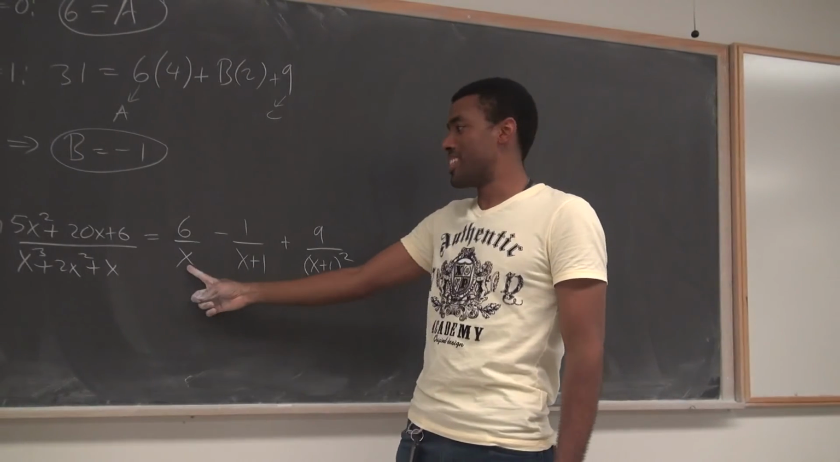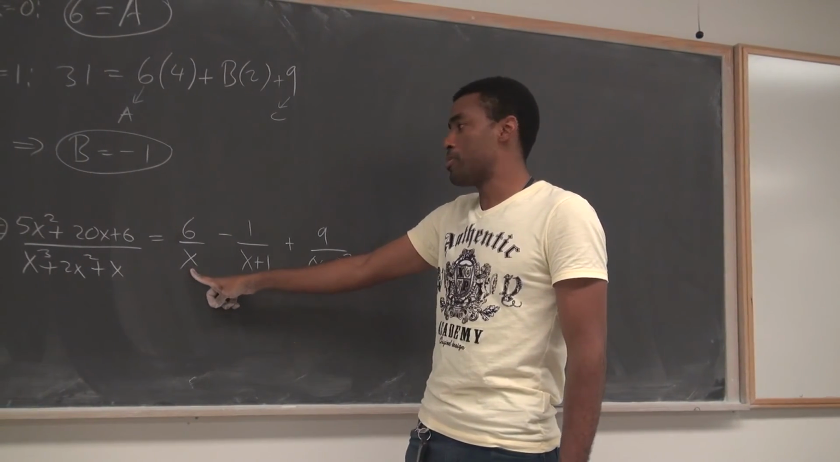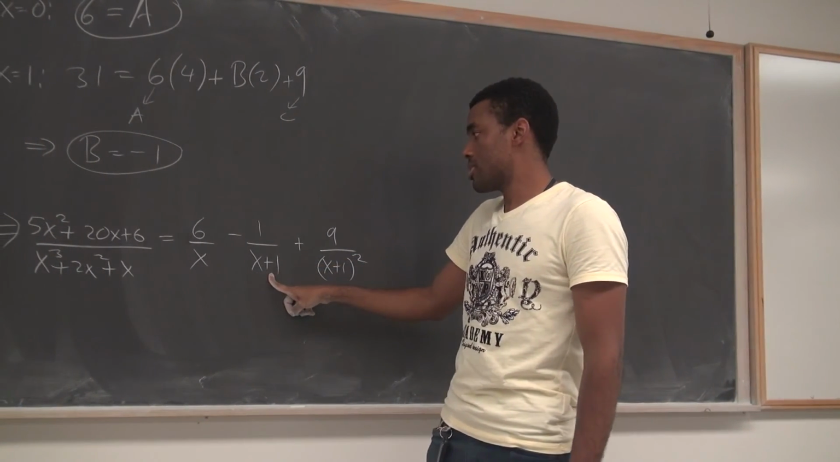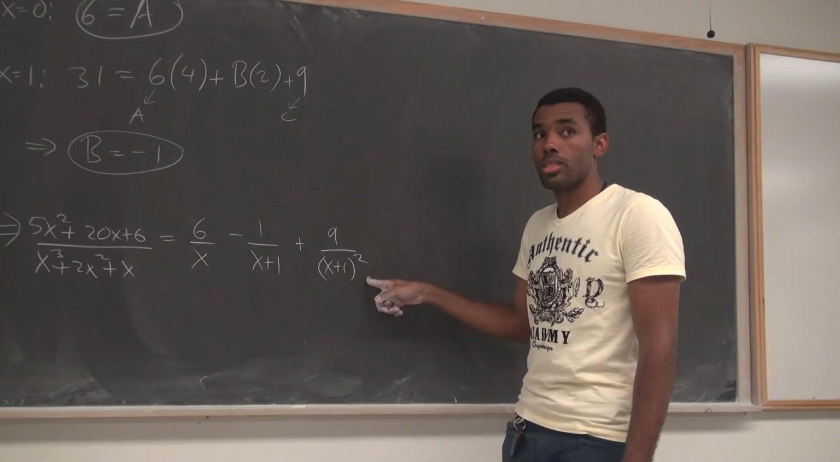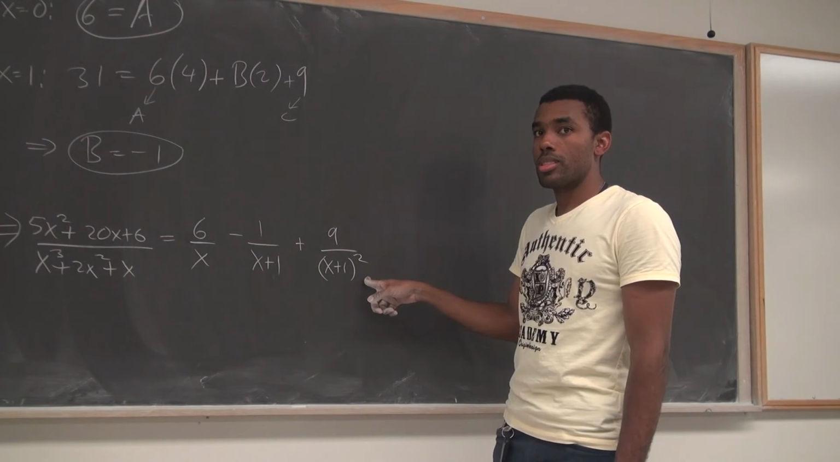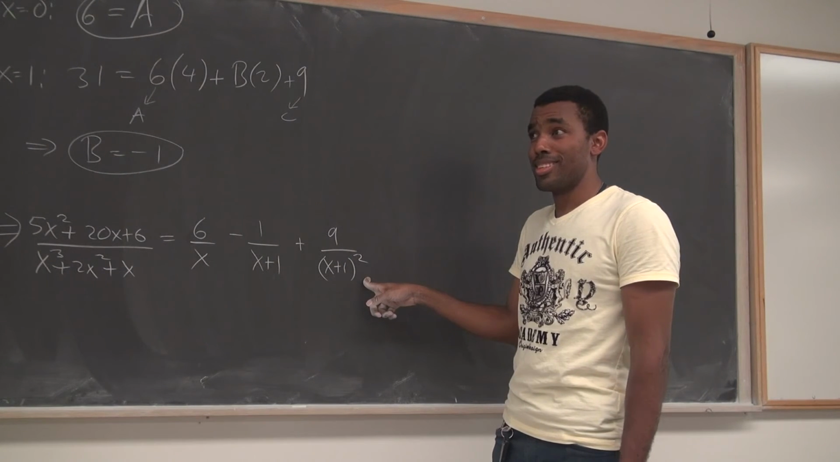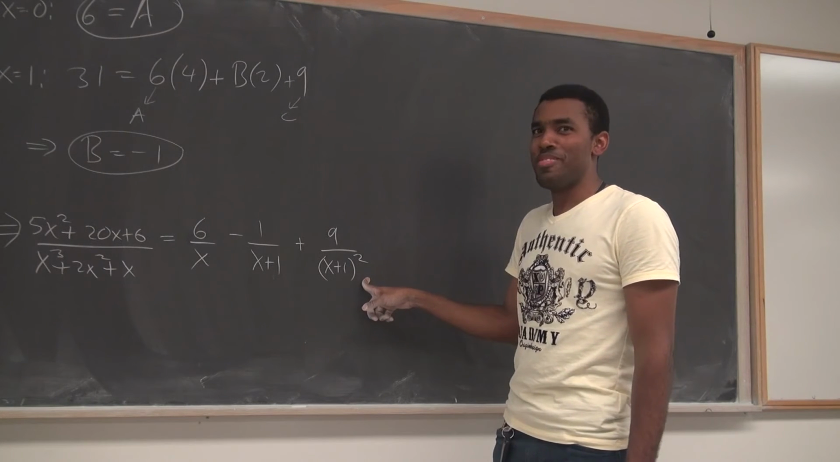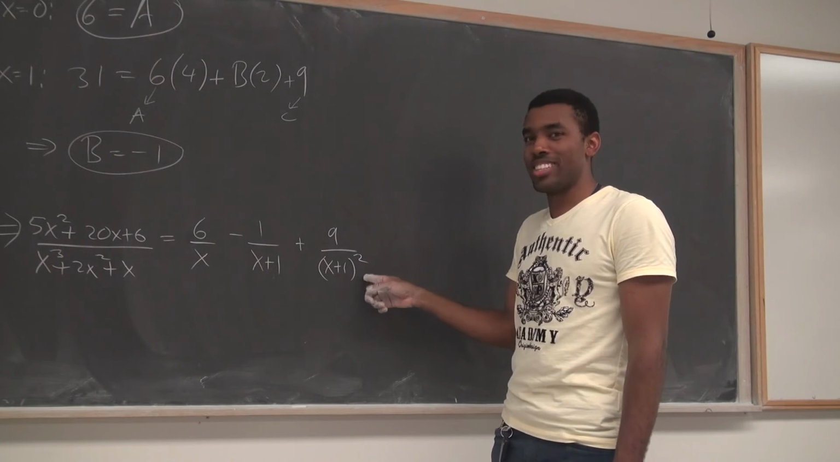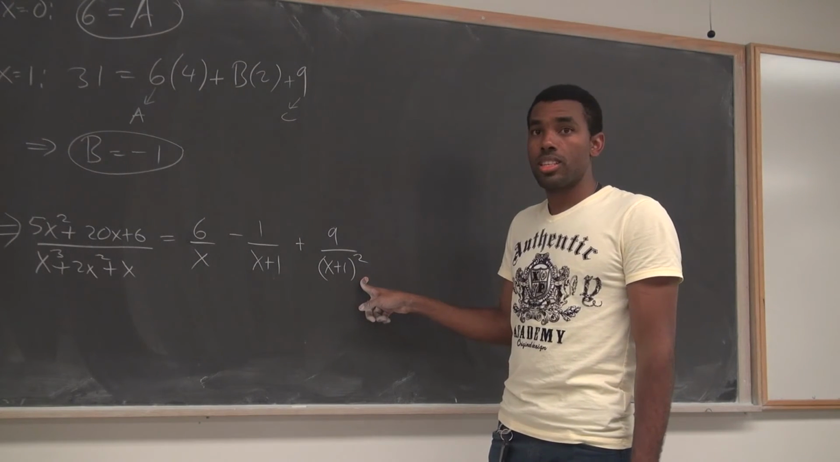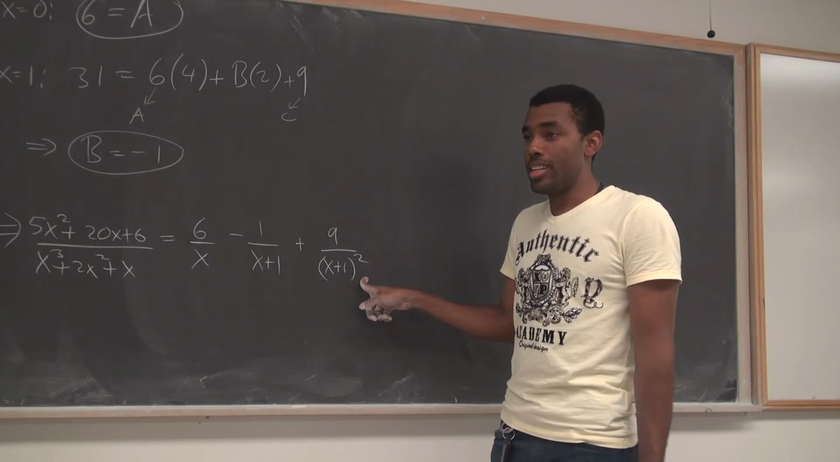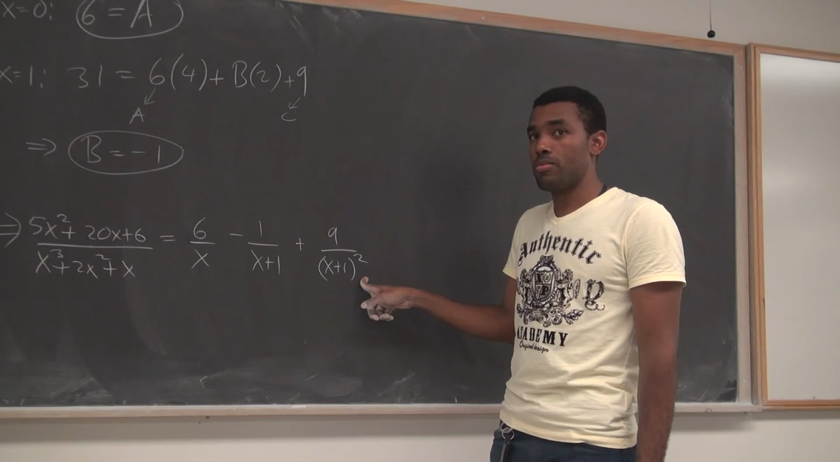What is the integral of this? 6 ln of absolute value x. Integral of this? Minus ln of absolute value x plus 1. Integral of this? You know, we've done this. What is the integral of that? Power rule, you take it to the power negative 2, and then you add 1, and you get this.